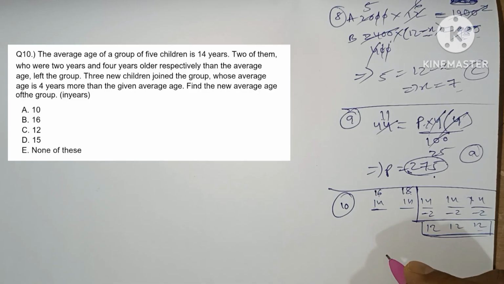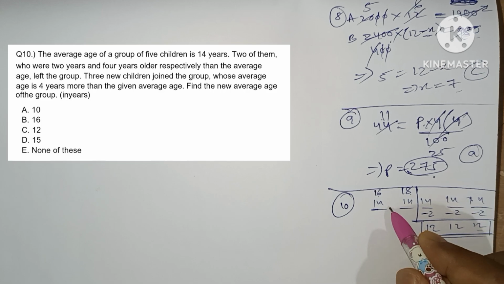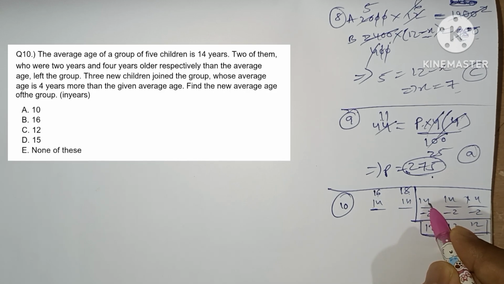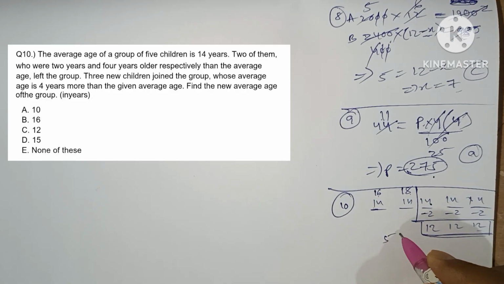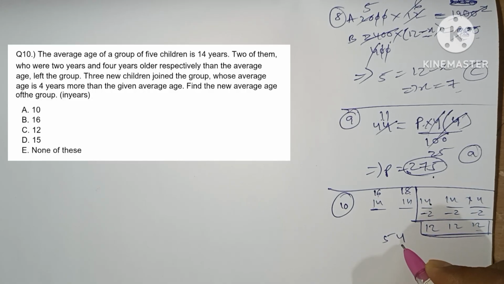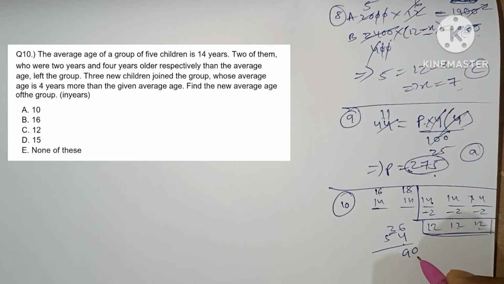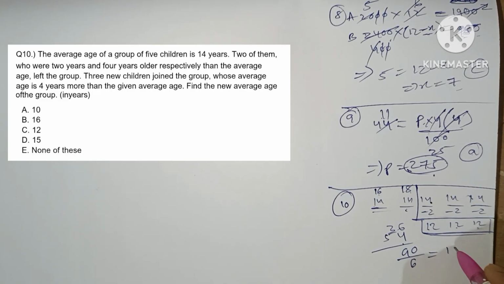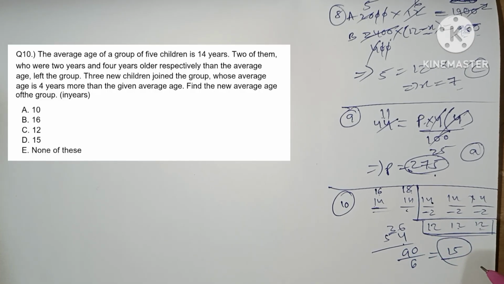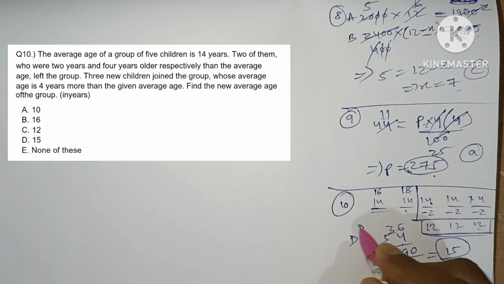The 3 new children joined the group whose average age is 4 years more than the given average. The given average is 14 plus 4, which is 18. 18 times 3 is 54. 54 more years comes. Here the total is 36. Totally we have 90 as the total age. Now what we need to find is the new average age. 2 people left and 3 people came, so totally 6 people. So 90 divided by 6 will be 15. So the answer will be 15. Option D is our answer.